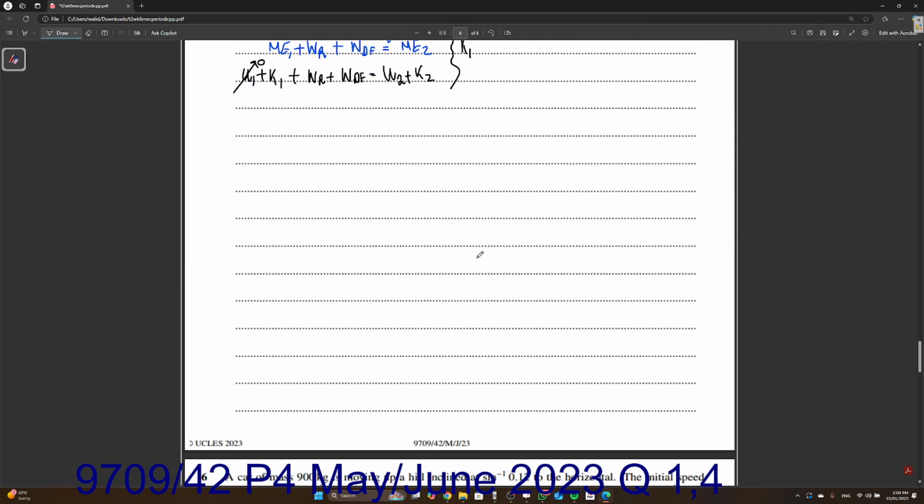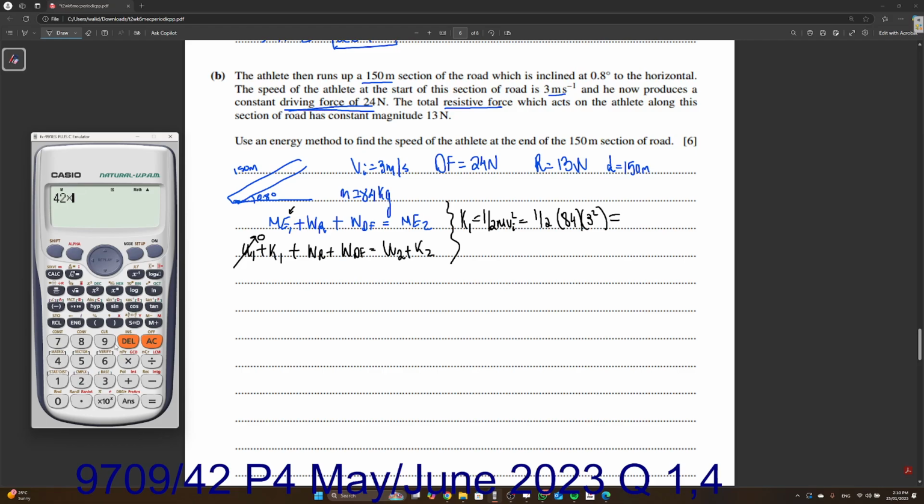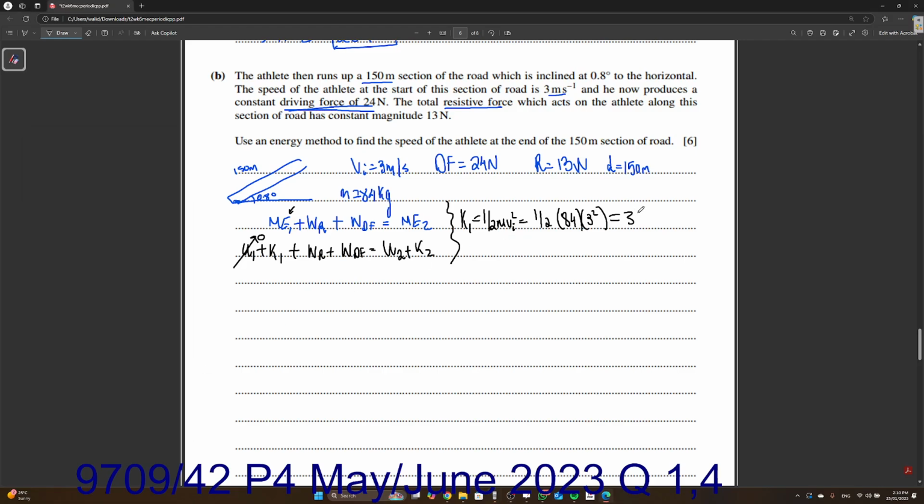K1 is equal to half mv squared, so it's half times 84 times 3 squared, which is, let's do it on a calculator, 42 times 9, it's 378 joules.